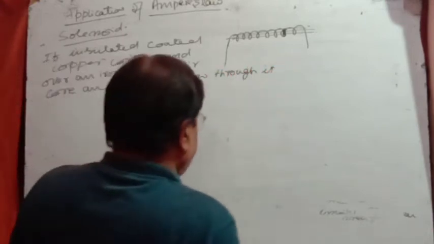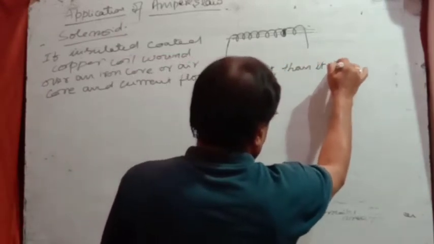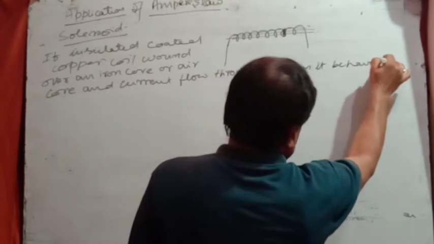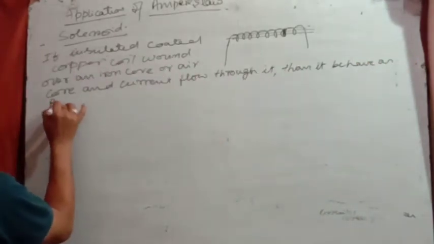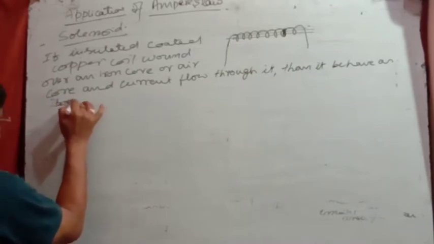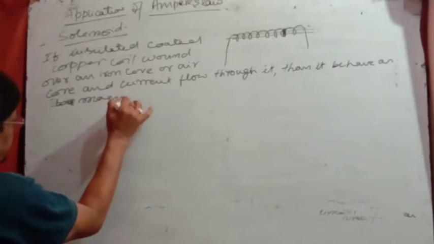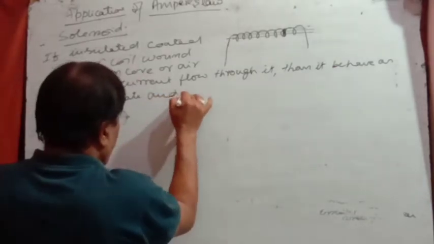Then it behaves as a bar magnet. Behave as a bar magnet. And it is called a solenoid.